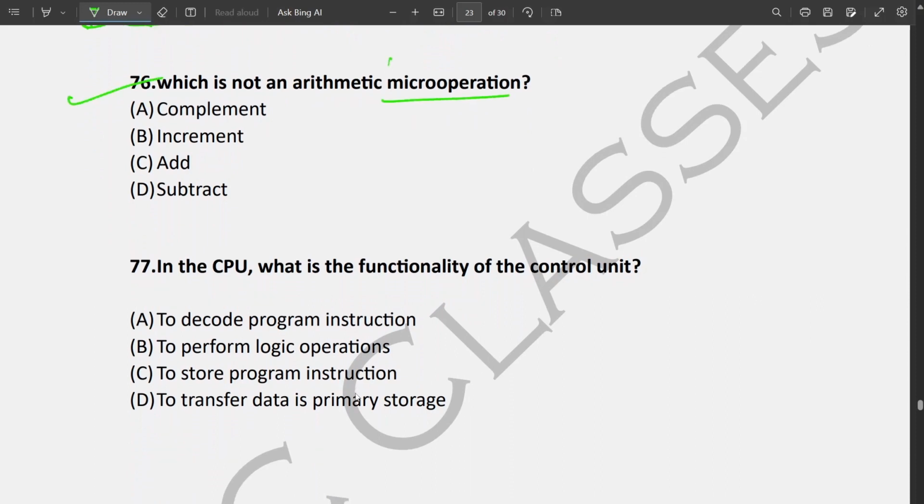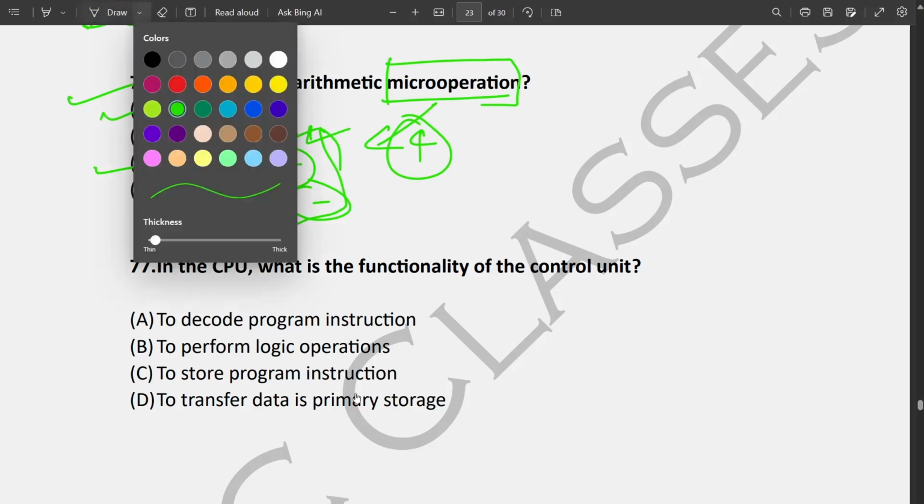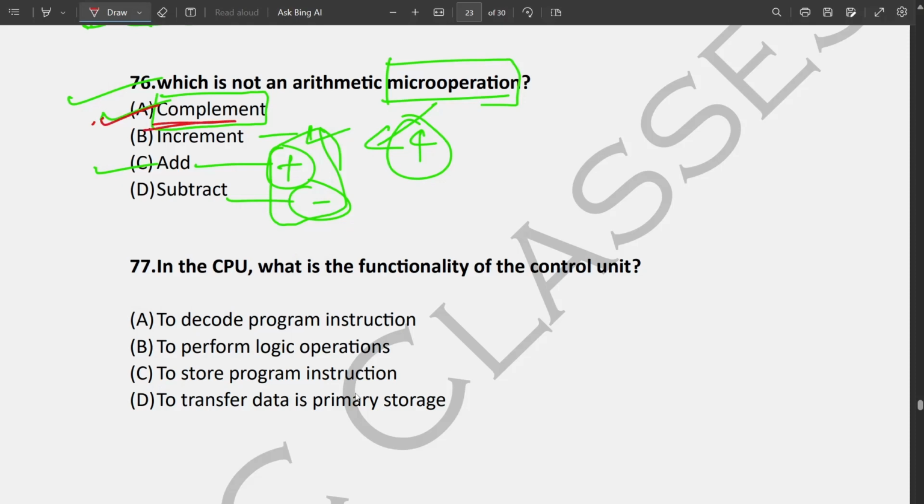Next. Which is not an arithmetic micro operation? Now you can see here, add is a micro operation. Subtract is also a micro operation. And increment, increasing anything, so this is also a micro operation. There are 4 types of micro operation, so these are micro operations. Complement is not a micro operation. Then the answer will be option number A. Complement is not an arithmetic micro operation.